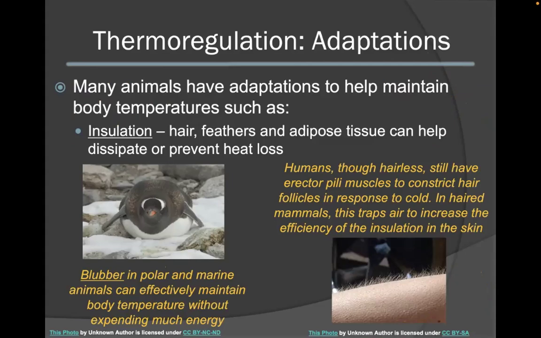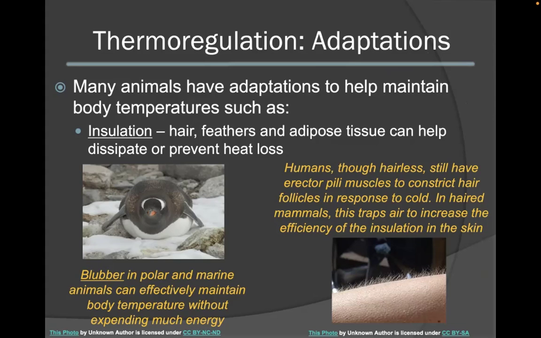There are also many adaptations that organisms will have to aid in the thermal regulation process. This includes having insulation such as hair, feathers, and layers of adipose tissue that can help dissipate or prevent heat loss. Blubber is important in polar and marine animals. Blubber can effectively help to maintain body temperature without the expenditure of much energy.